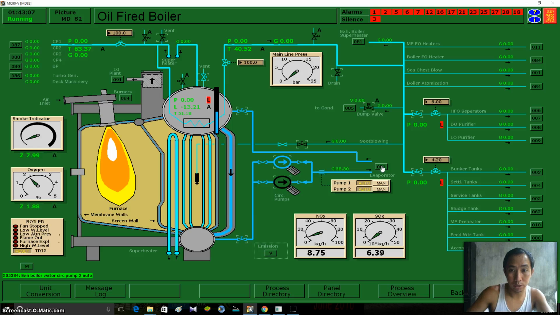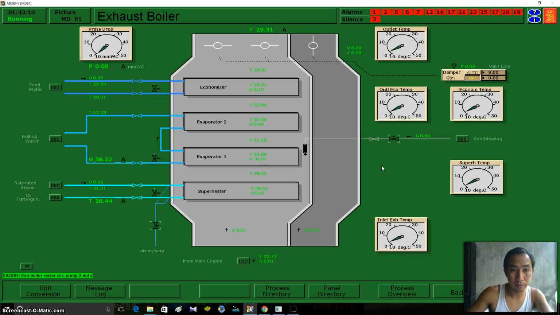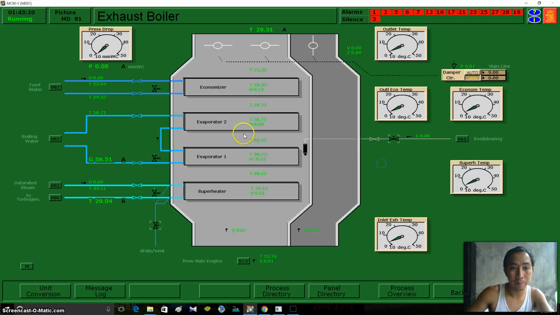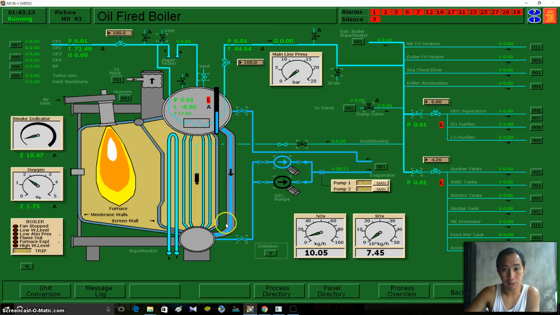So we're going to check our evaporator. Okay, so this is our evaporator. Okay, so this is our feed water. Okay, this is our water. We have our circulating pumps. So we're waiting for the pressure to rise up. So we're going to close our vent. So the pressure is rising.